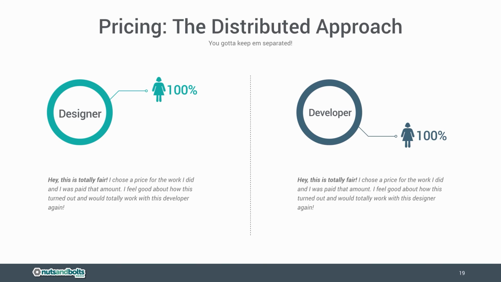Now we're speaking my language. I prefer a distributed approach where the designer and developer each quote separately. Each person decides what his or her work on the project is worth based on the scope, and each person is paid that amount. It doesn't matter what the other person is being paid because you chose the amount you thought was fair for the work you did.